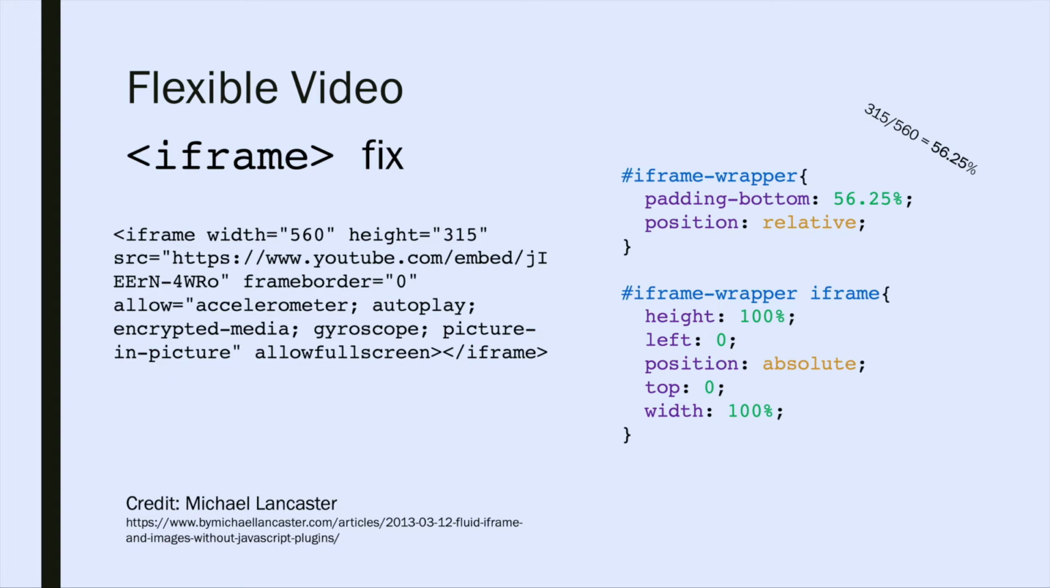For the padding, divide the video height by the width and then convert that number to a percent. In this case, 315 divided by 560 equals 0.5625, which is 56.25%. This is what maintains the aspect ratio of the video. This may change based on how different videos are embedded, such as a 4 to 3 ratio versus 16 to 9 or something like that.